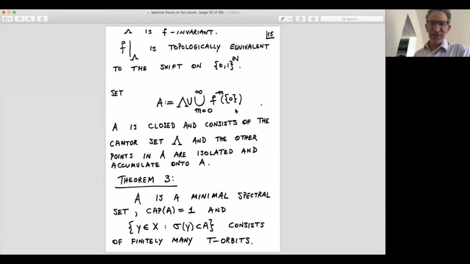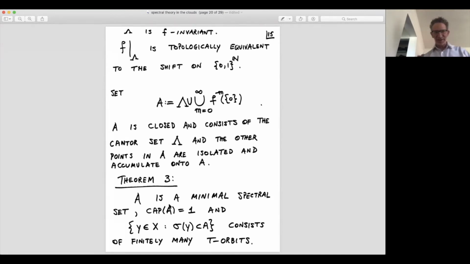So this is a discrete set. This union, m equals 0 to infinity, of f^m of 0 is a discrete set whose accumulation points are exactly lambda. So there's a very important set A here, which consists of this Cantor set lambda union this discrete set. Each point is isolated, but those points condense onto lambda. So A is a closed set. And this set is a fundamental set, which you could imagine is relevant for us.